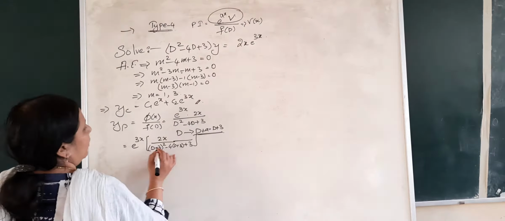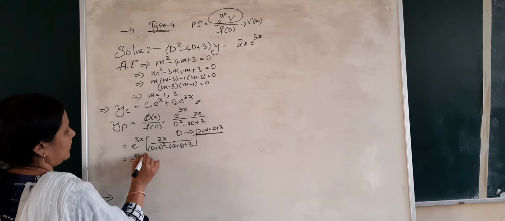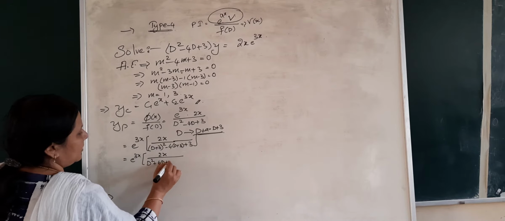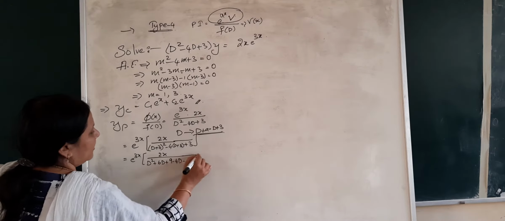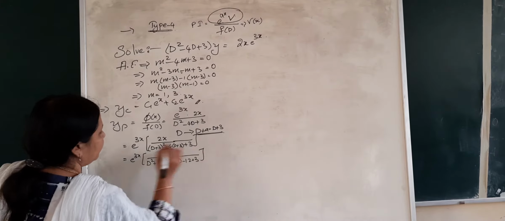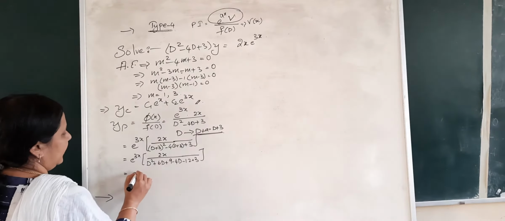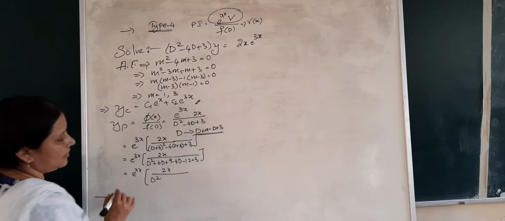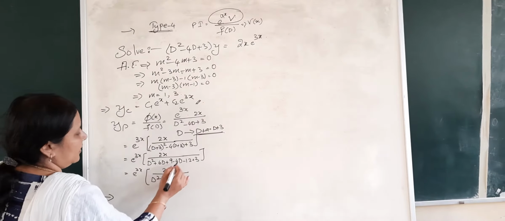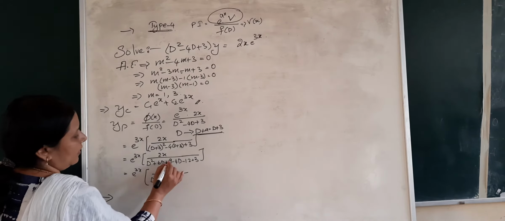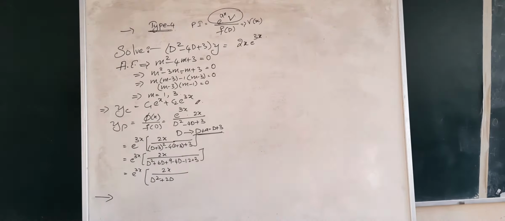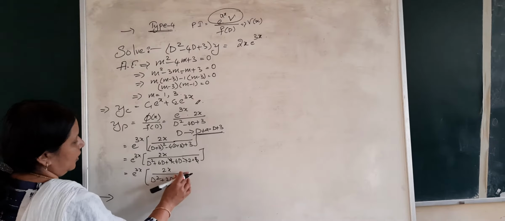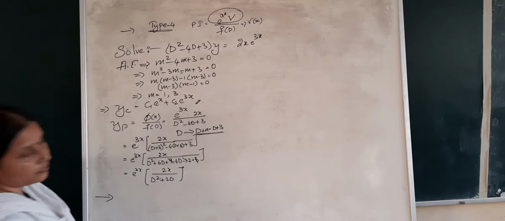Understood guys? So expand this: e power 3x, 2x divided by D square plus 6D plus 9 minus 4D minus 12 plus 3. Simplify further, we get 2x divided by D square as it is, a second degree polynomial in D, we are going to get 6 minus 4 is plus 2D, 9 plus 3 is 12, so plus 12 and minus 12 gets cut, so we don't have a constant here anymore. So this is the term.